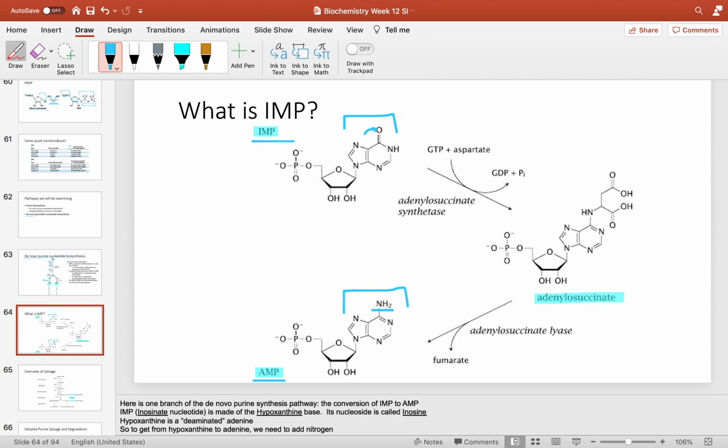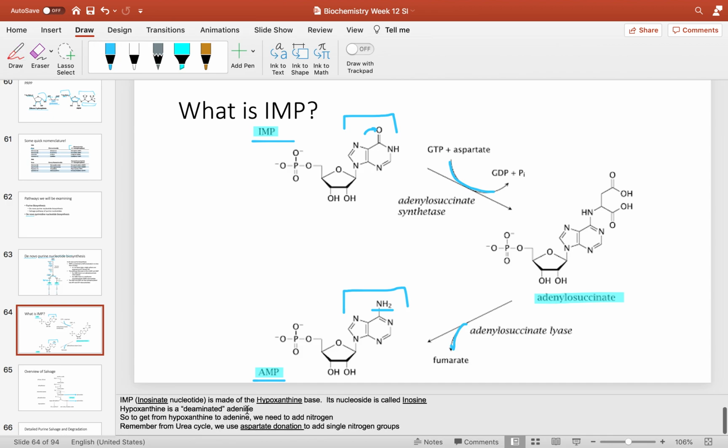The way we do that in vivo is through aspartate donation. An aspartate will come in to form this adenylosuccinate intermediate. You don't have to really know the structure of that, but just know a fumarate will pop off of it, and this will form AMP. The net result of that is a nitrogen being added on. So that's how you form AMP. Remember, IMP is called inosinate, its nucleoside is called inosine, and its base is called hypoxanthine. Whereas for AMP, the nucleotide is called adenylate, the nucleoside is called adenosine, and the base is called adenine. So it's quite a tongue twister.